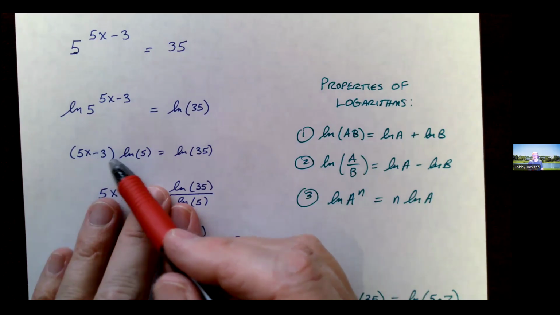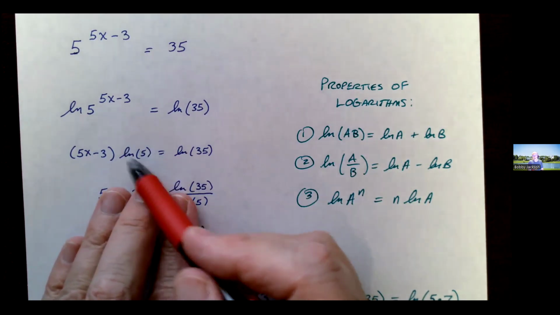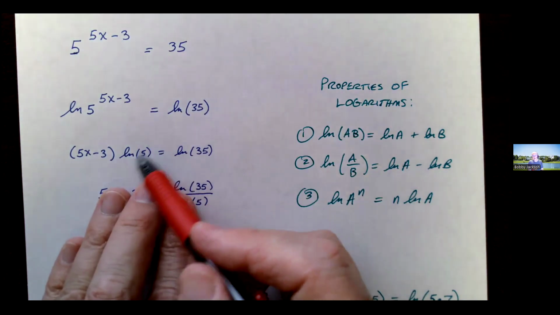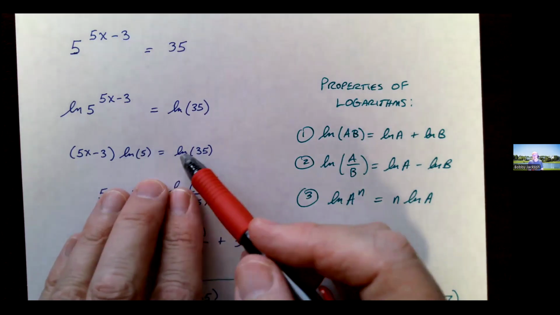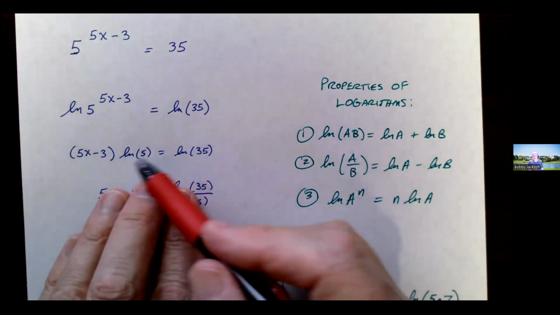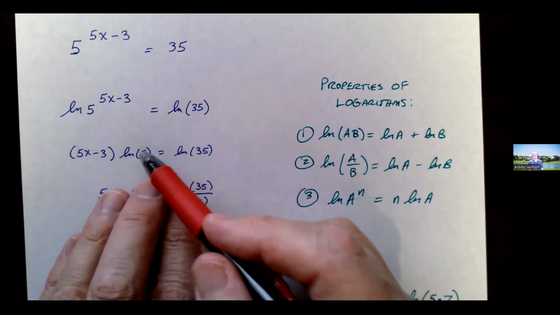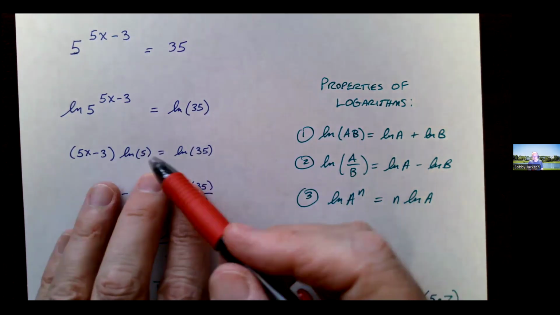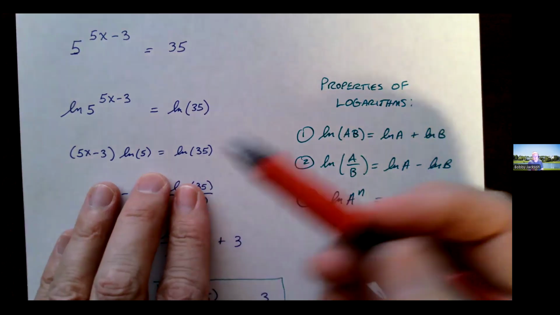So I've got 5x minus 3 times the natural log of 5. Remember, what is the natural log of 5? It's the power of e needed to get 5. I mean, it's some number. You can use your calculator to approximate it. Equals, of course, the natural log of 35. And I put it in parentheses just to emphasize we're taking the logarithm of that quantity. Generally, we write them without the parentheses, but either way.